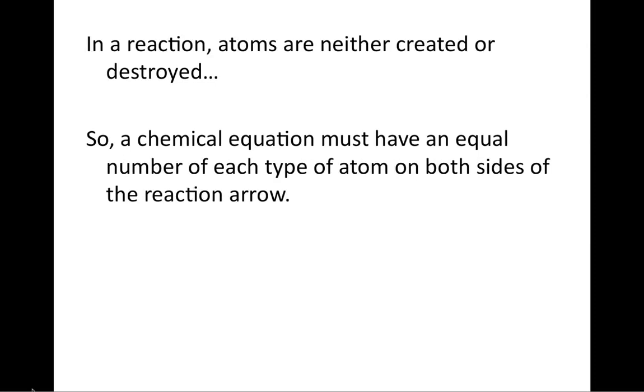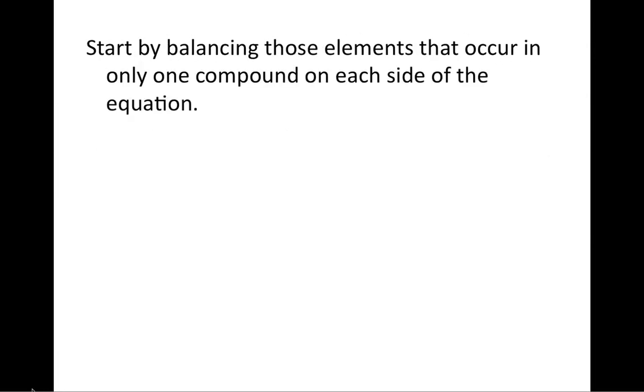In a chemical reaction, atoms are neither created nor destroyed, so this means that a chemical equation must have an equal number of each type of atom on both sides of the reaction arrow. We'll start out balancing chemical equations by balancing the elements that occur in only one compound on each side of the equation.